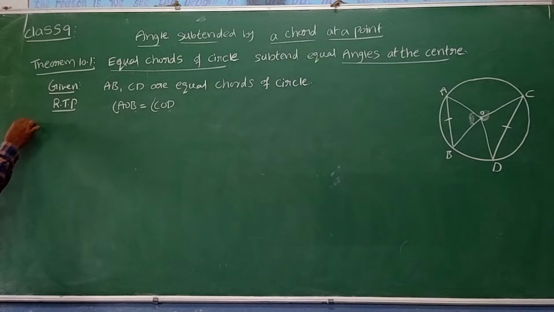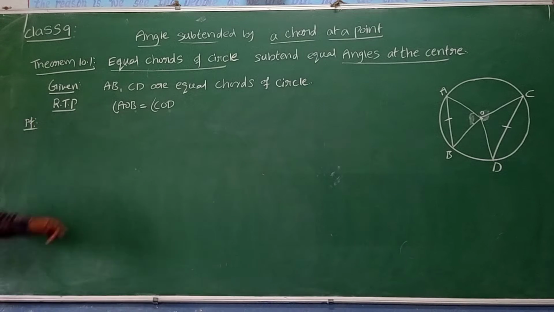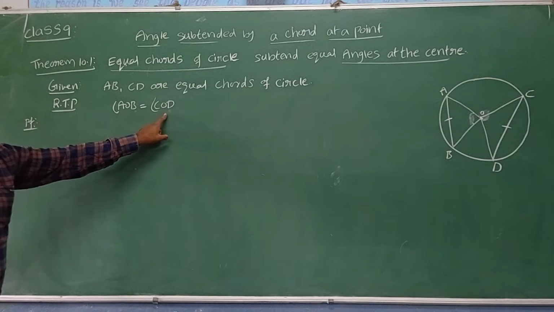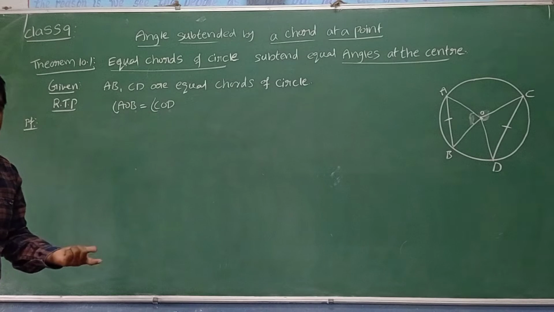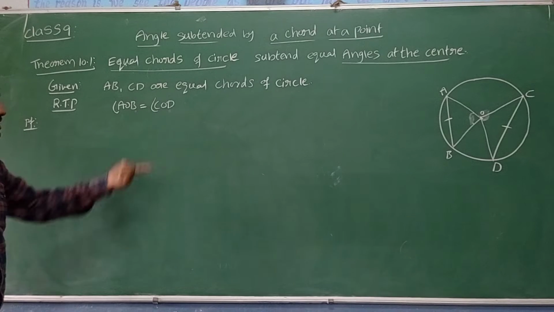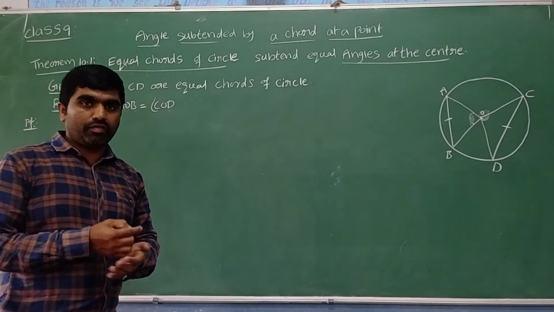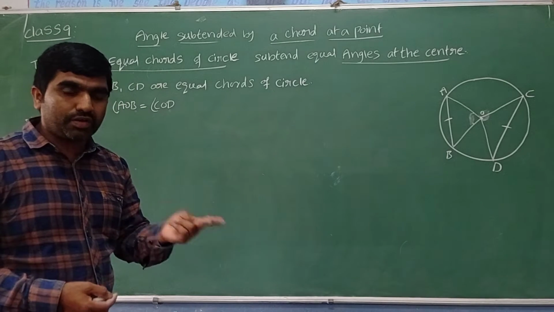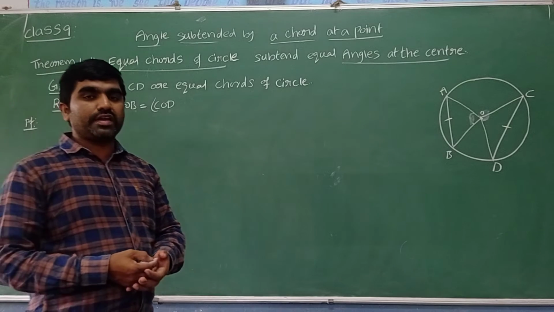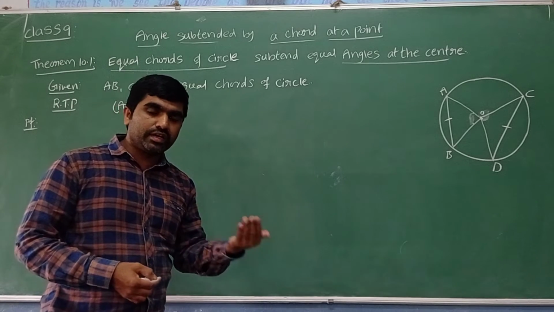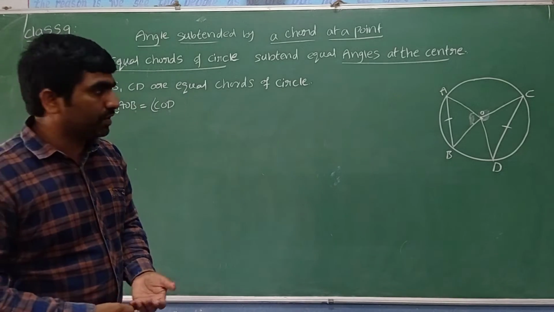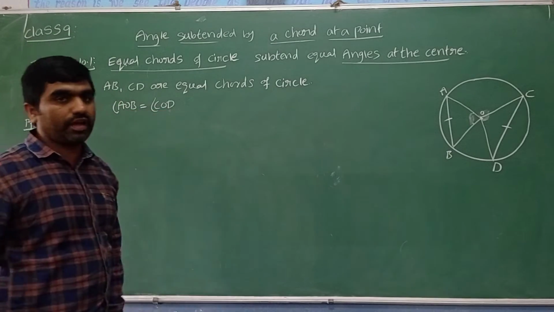Now think about this proof. How can I prove two angles are equal? Whenever you want to prove two sides are equal or two angles are equal, you take two triangles and prove they are congruent. Why? Because once two triangles are congruent, by CPCT we can say that corresponding sides are equal and corresponding angles are also equal.